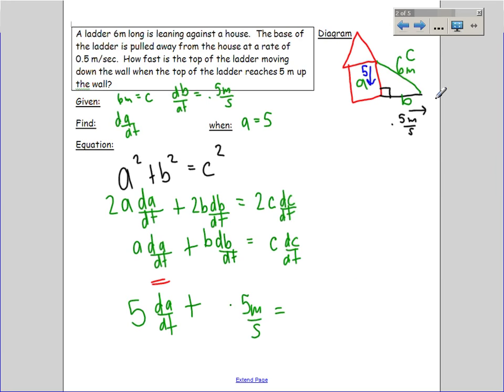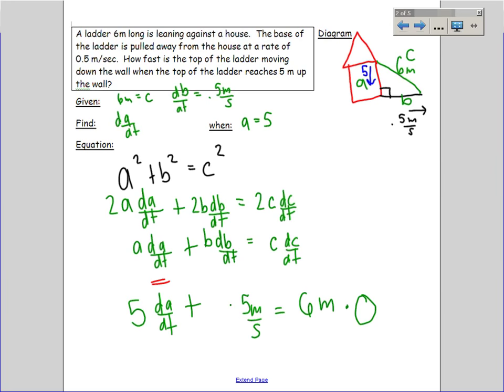Equals C, which is our ladder, and our ladder is 6 meters, and dC over dt is the change in the length of the ladder. Logic and common sense tell us that our ladder is not changing its size. Our ladder will always be 6 meters, so this dC over dt is actually going to be 0. That's something you're going to have to intuitively think about in the problem.